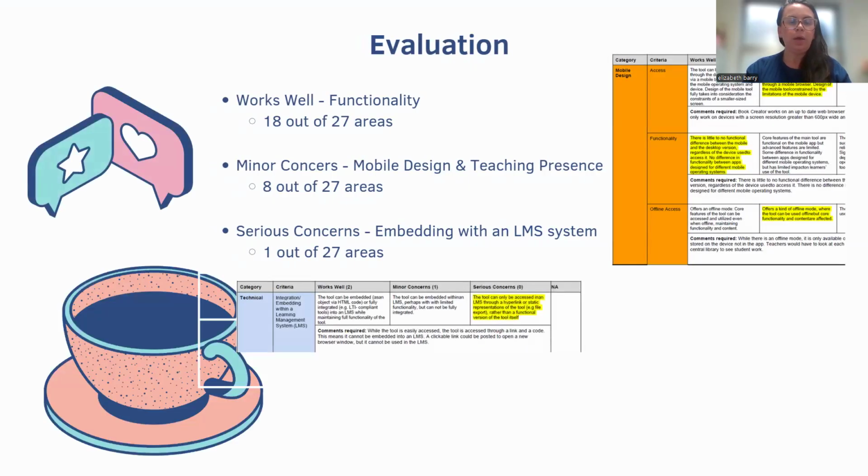So, based on the evaluation rubric, there were 27 areas evaluated in three different categories: works well, minor concerns, or serious concerns. 18 of the 27 areas were in the works well category for me. The functionality of the website had the most in the works well column. It's just very user friendly, very straightforward, very easy to use for even the newest technology user. It's doable. The minor concerns in the middle, 8 out of the 27 areas scored that.